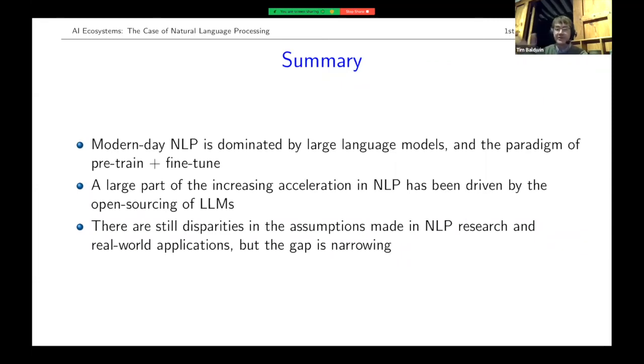A lot of the acceleration has been driven by not just the fact that we have large language models, but they've been released into the wild, particularly for research purposes. So the sharp uptick that we've seen in performance over different tasks, a lot of it has come from this sharing culture. And at the end, we talked a little bit about perhaps some of the myopia of NLP research. And that was all that I had to say.